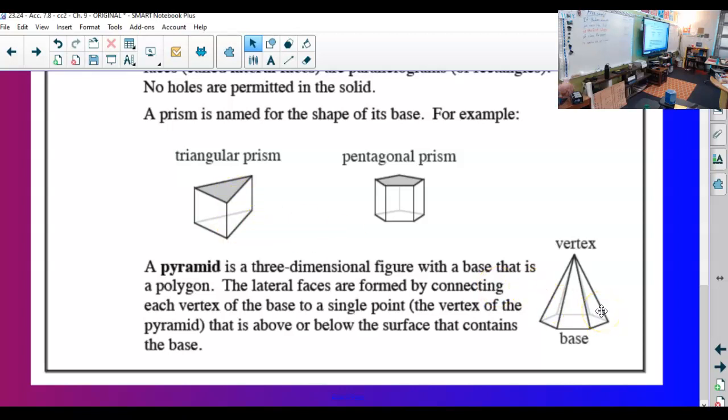If instead of having matching bases, you have a base and then everything goes up to a vertex, pyramid, right? Like the Egyptians. But pyramids need to have more specifics in their name. Is it a triangular pyramid? Is it a square base pyramid? What kind of pyramid is this up here? Hexagonal prism, right? Or hexagonal pyramid, my bad. It's got a hexagon on bottom. All goes up to a point. It is a hexagonal pyramid.